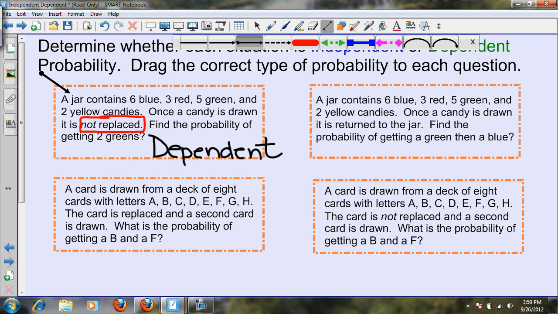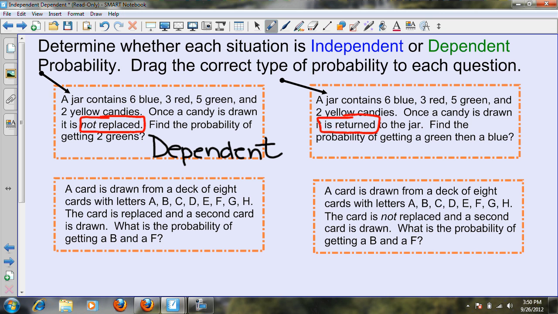A jar contains 6 blue, 3 red, 5 green, and 2 yellow candies. Once a candy is drawn, it is returned to the jar. Find the probability of getting a green, then a blue. Keyword here is returned. If it is returned, I'm going to have the same number every time. That means it is independent.